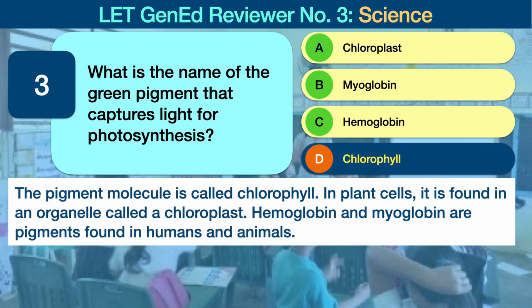The correct answer is D. Chlorophyll. The pigment molecule is called chlorophyll. In plant cells, it is found in an organelle called a chloroplast. Hemoglobin and myoglobin are pigments found in humans and animals.